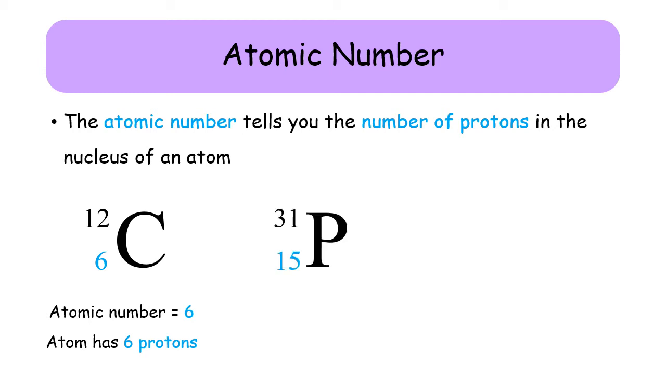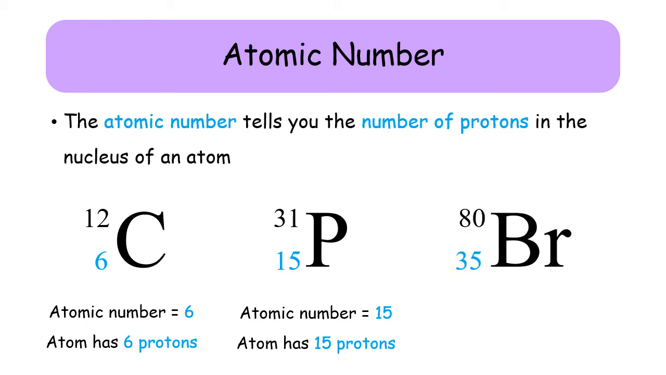This next one, that P is phosphorus. It has an atomic number of 15, so it has 15 protons. And finally, this next element, Br, is bromine. It has an atomic number of 35, so it has 35 protons. Remember, the smaller number is always the atomic number.